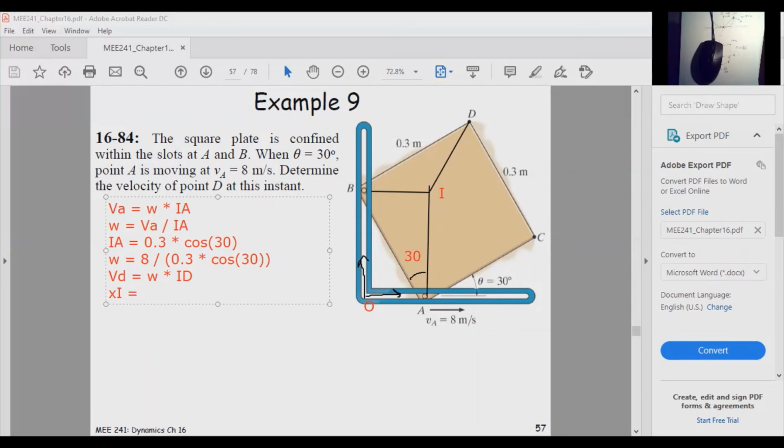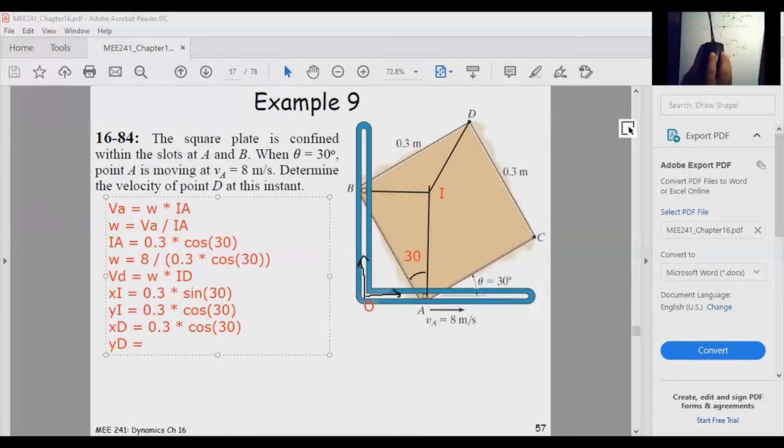So I think XI is going to be equal to how much? 0.3 sine 30, exactly. How about YI? 0.3 times cosine 30, right? How about XD? XD is going to be equal to, if you look at this segment on top, it's going to be 0.3, and then this angle here is 30, right? It's going to be 0.3 times cosine 30. Right?